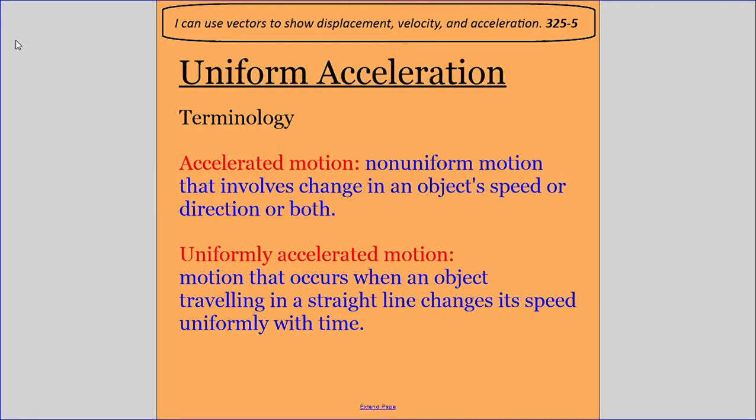So a little bit of terminology to start. Accelerated motion means non-uniform motion that involves change in an object's speed or its direction, or both. Whereas uniformly accelerated motion is motion that occurs when an object travels in a straight line and then changes its speed uniformly with time. So uniform motion basically means that it's a set rate, it's not changing. And whereas accelerated motion basically means that I have this change in speed.